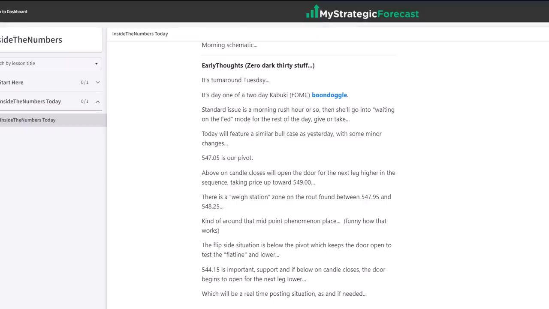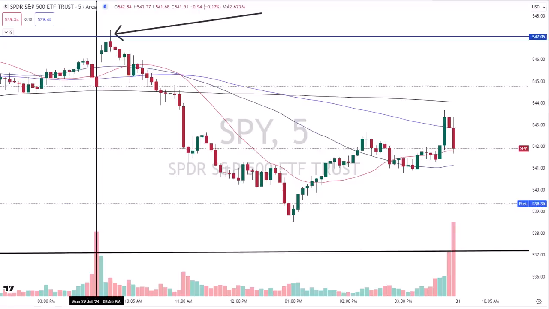Boondoggle. Standard issue is a morning rush hour or so. We got the or so today. 547.05 is our pivot. Let's start there. Pretty incredible. Right of the vertical is today's activity. You see the blue line is at 547.05. Just a little bit above that by pennies was in fact the high of day. They got it right out of the gate this morning. Ran a test of the pivot.